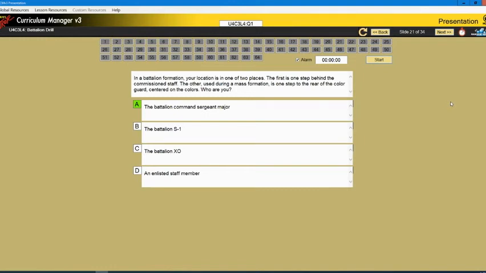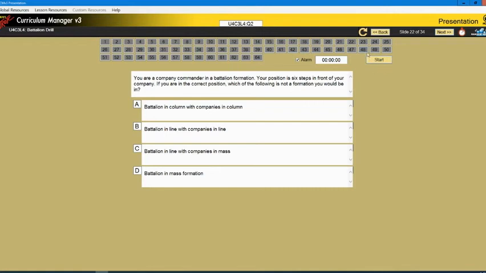You're the sergeant major. Because the sergeant major is responsible for the color guard. Sergeant major is always responsible for the color guard, even when they're not there. You're a company commander in a battalion formation. Your position is 6 steps in front of your company.